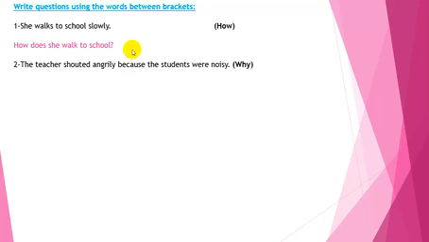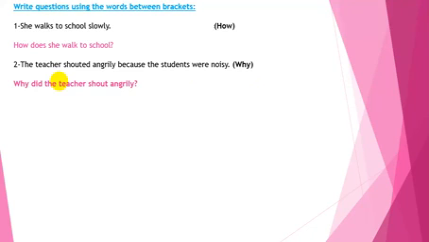Number 2. The teacher shouted angrily because the students were noisy. I say why. So I'm asking about the reason. So my answer is here. Because the students were noisy. This is the answer to my question. Now I want to make a question. And pay attention that the sentence is in the past simple. So I will use why did, excellent. Why did the teacher shout angrily?